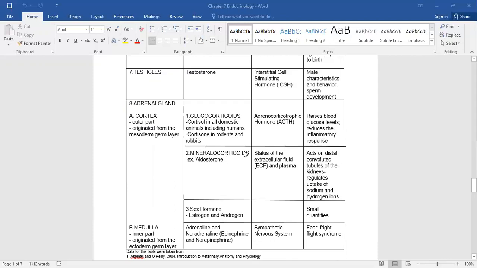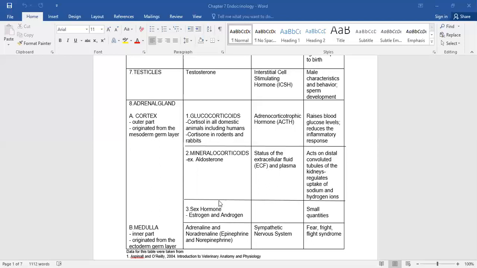And then we have the mineralocorticoids. Example of this is aldosterone. So its stimulus is the status of extracellular fluid and plasma. It acts on the distal convoluted tubules of the kidneys and regulates uptake of sodium and hydrogen ions. So this is also one of the hormones that is being regulated, especially when the animal has problems with the heart as well as hydration status.